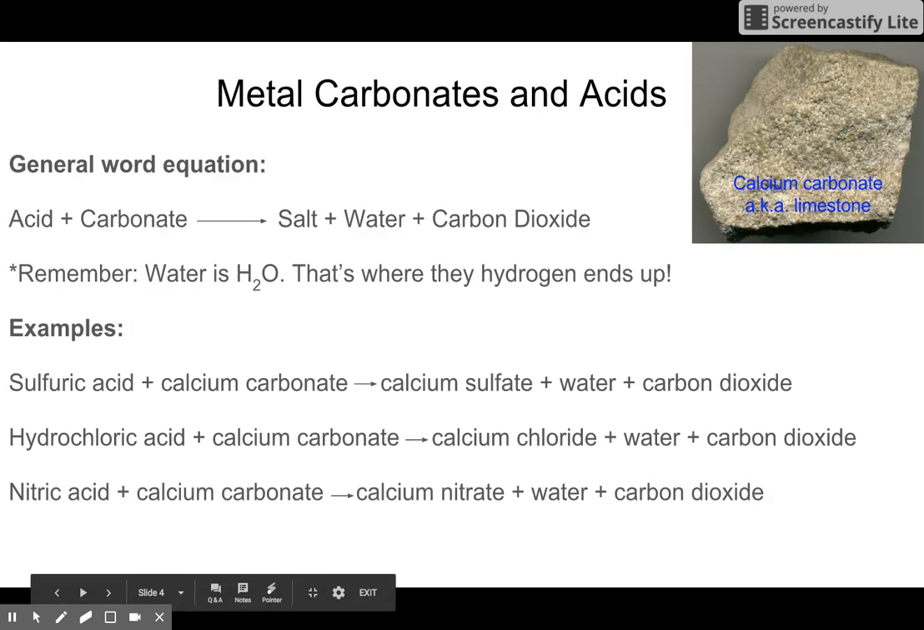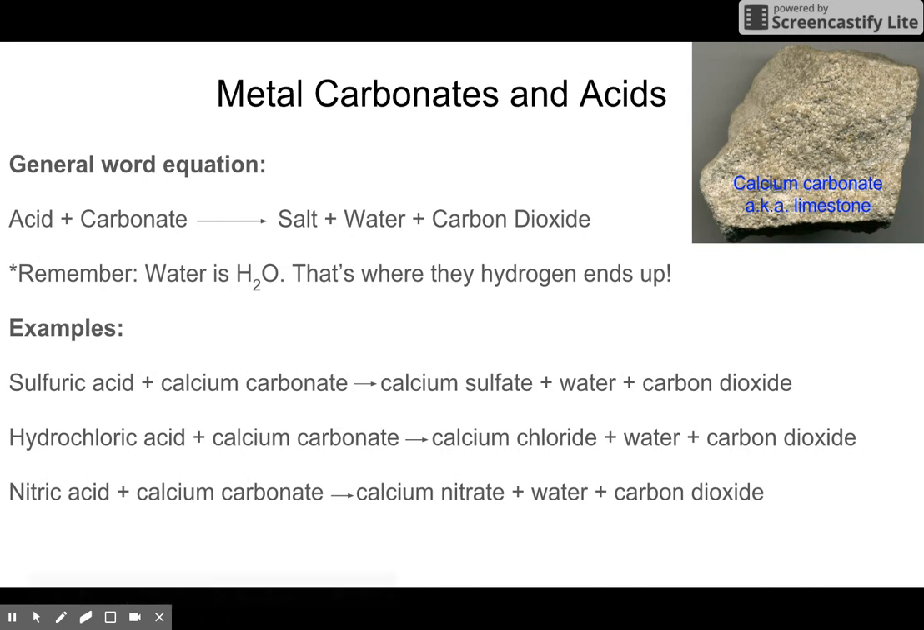So the next one we have are metal carbonates with acids.